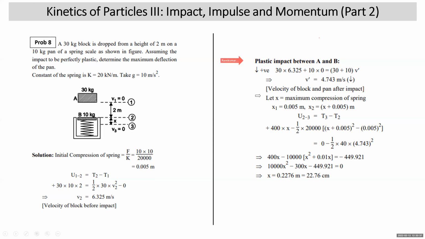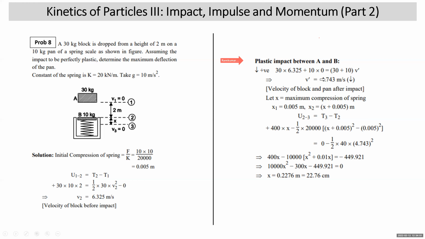Now we'll consider plastic impact as it is given in the problem. It is a case of plastic impact. That means both block and the pan move together with the common velocity after plastic impact. I take downward positive. 30 is the M1 U1. 30 is the mass of the block into 6.325 plus 10 kg is the mass of the pan into 0 is equal to (M1 plus M2) V.